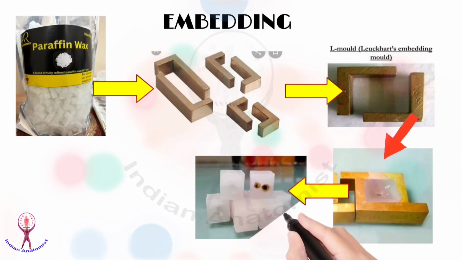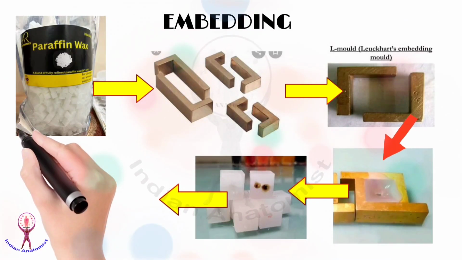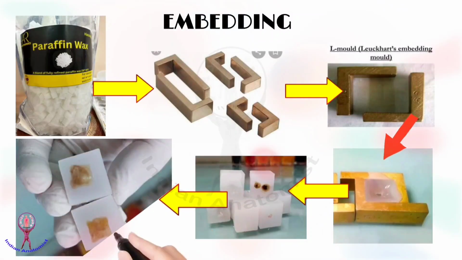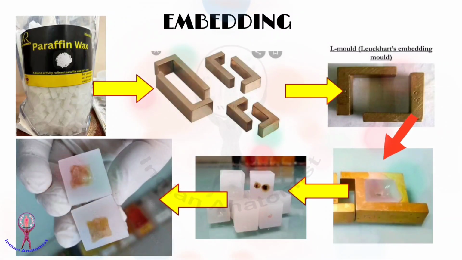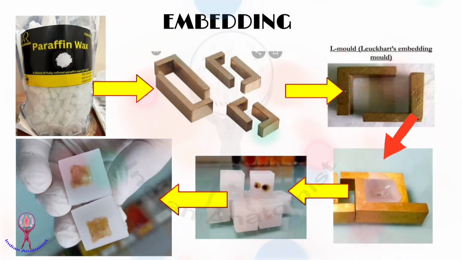Allow the wax to reach room temperature and permit it to solidify. After a while, extract the molds from the wax block. It is necessary to attach a label indicating the type of tissue, along with the patient's name or identification number.